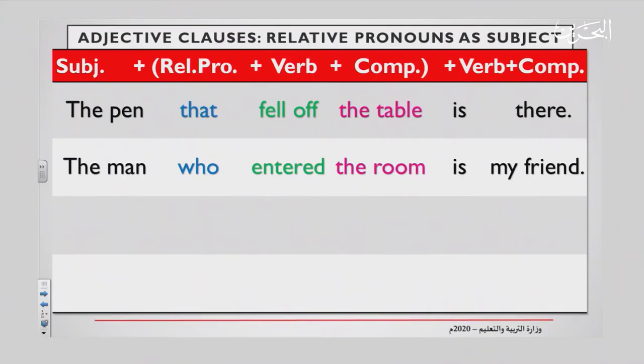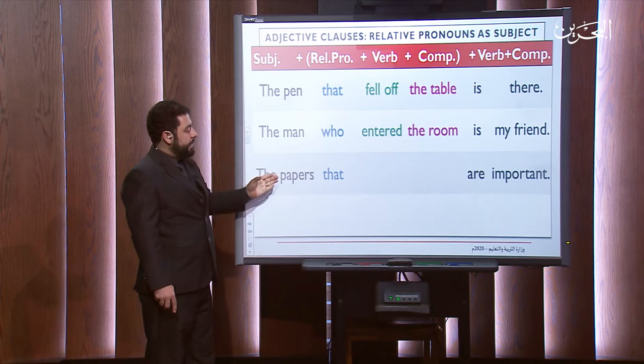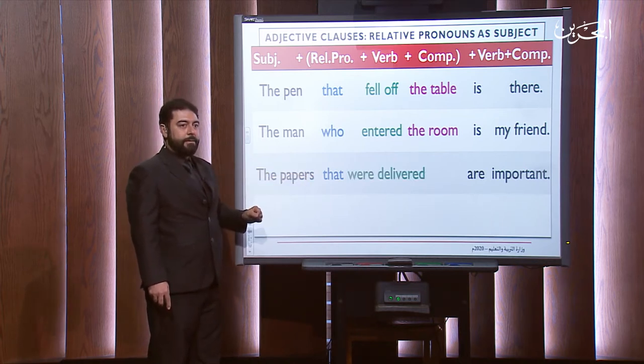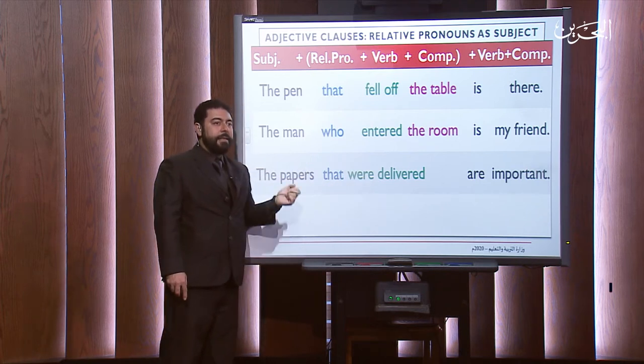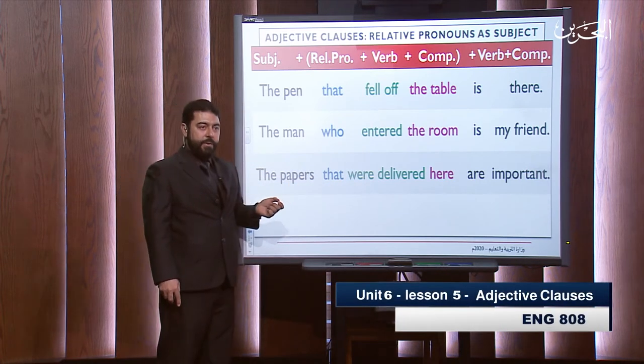All right, let's check a third example. The papers, a subject, are important. You see, papers is a plural. That is why I use are instead of is. Okay, let's add an adjective clause. The papers that, which is used for things. Okay, so I add a verb, were delivered. The papers that were delivered here are important.